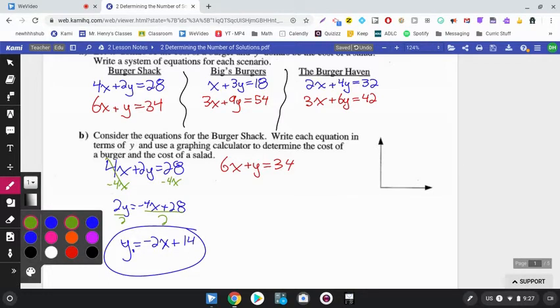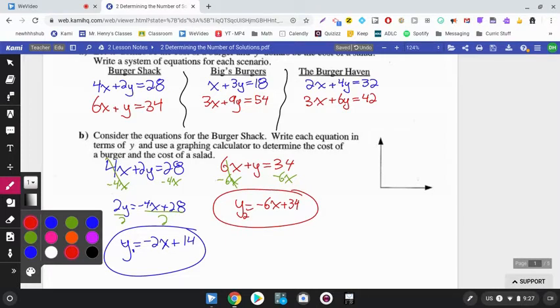Go over to the other equation, 6x plus y equals 34. All I actually have to do is move the 6x. I subtract 6x from both sides. Y equals negative 6x plus 34. Okay, and that's what I'm going to call y2.